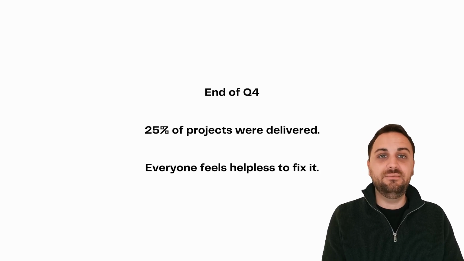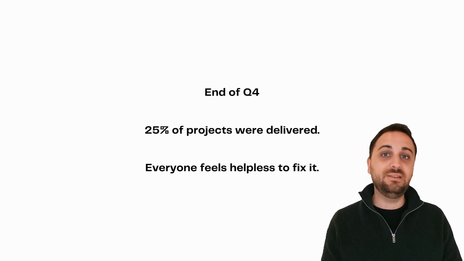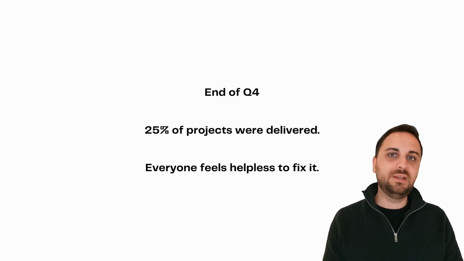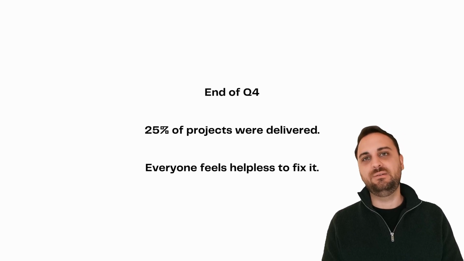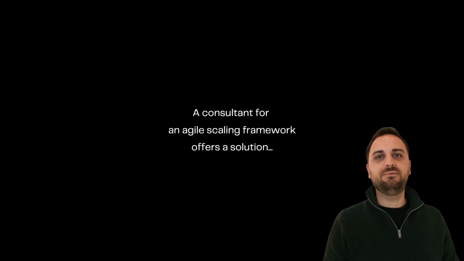I've seen 5 competing versions of a key KPI in a company. So everybody could say they did a good job, and none of those KPIs were the same thing, even though they were all the same name. Everyone feels helpless to fix it, right? They're trapped in a system that designs them into this failure. So you get a message on LinkedIn. A consultant for an agile scaling framework offers a solution.